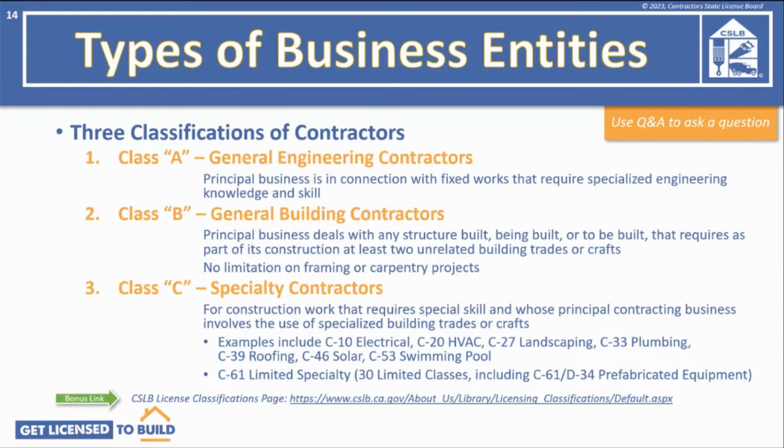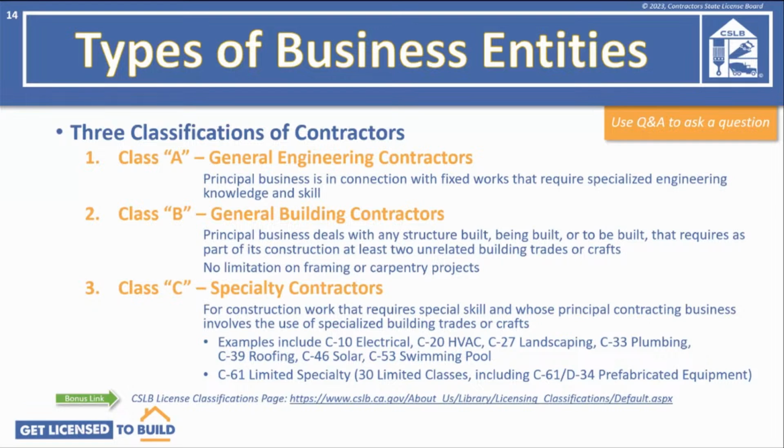Next is Class B, or general building contractors. This is the largest class of contractors in California, with more than 133,000. B contractors have a principal business dealing with any structure built, being built, or to be built that requires as part of its construction at least 2 unrelated building trades or crafts.